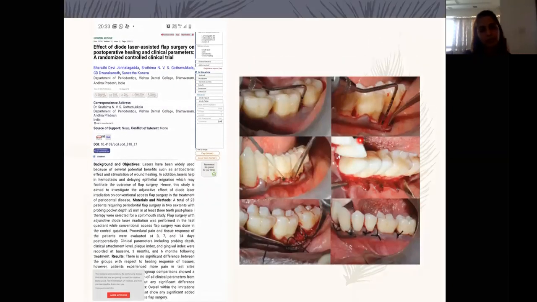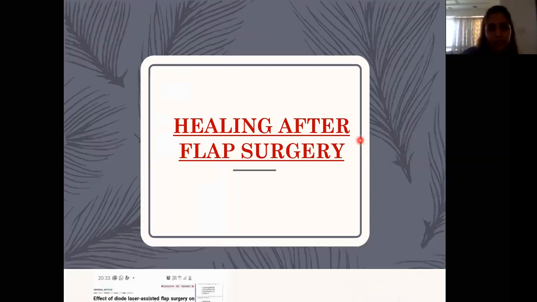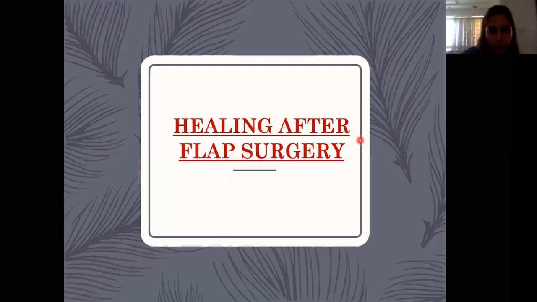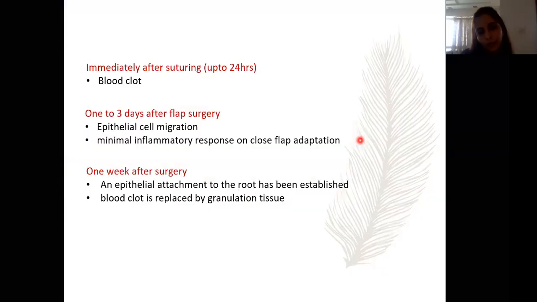Having discussed all of the flap surgical techniques, let's look at healing in short post flap surgery. If you've done a flap surgery within the norms, not too traumatic, and you've achieved primary closure, immediately after suturing there is a blood clot between the soft tissue wall and the tooth surface. From 1 to 3 days after flap surgery, the epithelial cells begin to migrate from the periphery and stream over the area that has been operated. There is a minimal inflammatory response.